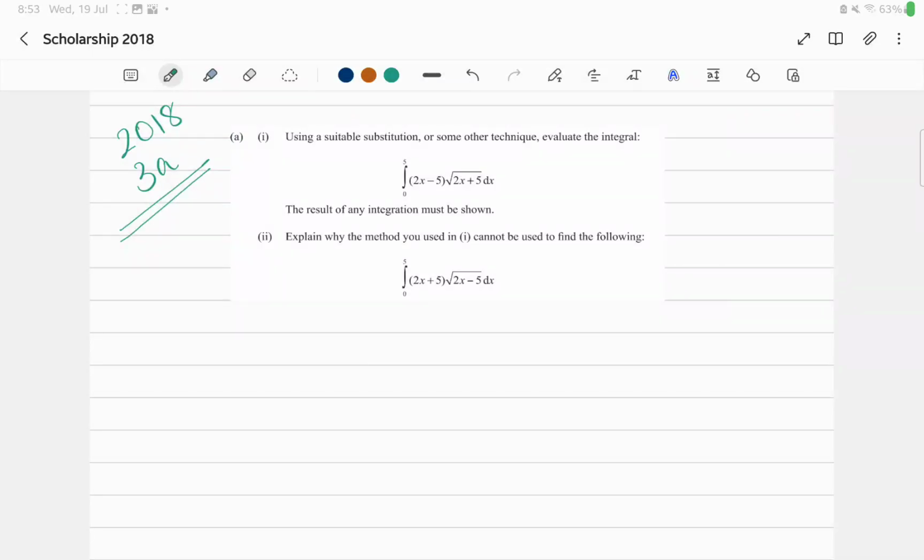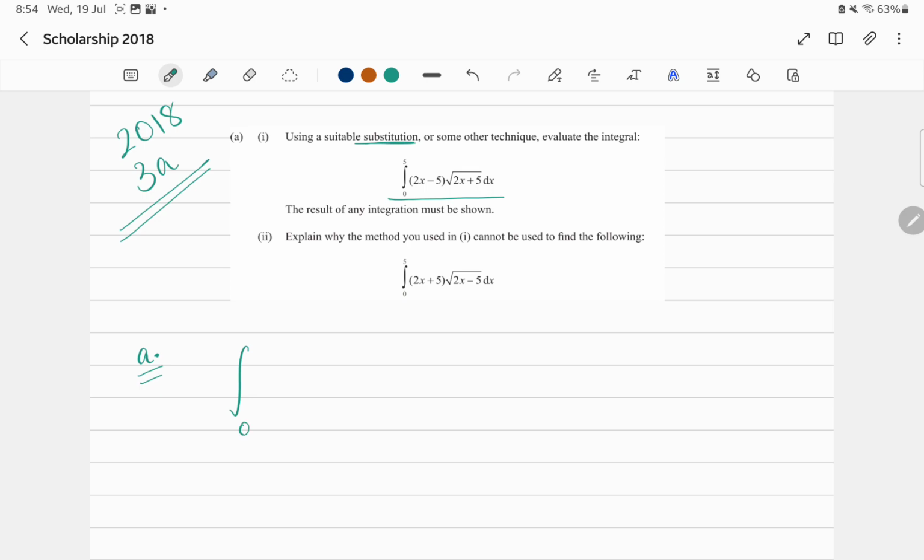Today, let's do this 2018 scholarship question. It says use a suitable substitution or other techniques and evaluate the integral. It is a definite integral because it has limits. The result of any integration must be shown, and then there is a b part. So, let's do the first one here.